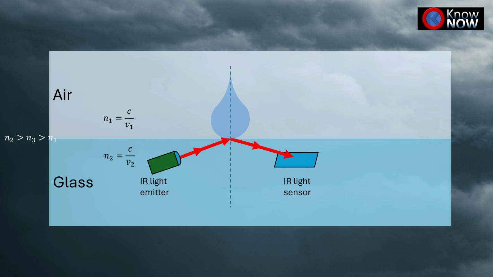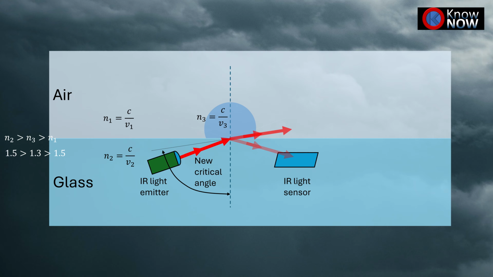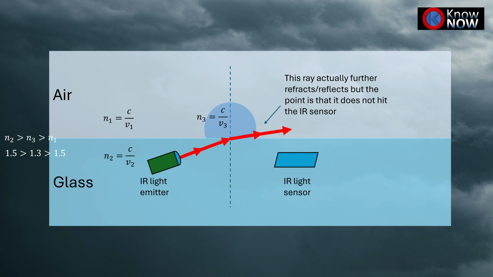Now imagine the water drop hits the glass. This means that instead the air, it is the water that's in contact with the glass now. And this changes the ratio of the speed of light between the two media, which changes the critical angle. And now instead of total reflection, we have the refraction, the ray going through, instead of bouncing to the sensor. Absence of the signal means there's water on the glass, rain detected. Activate the wipers.